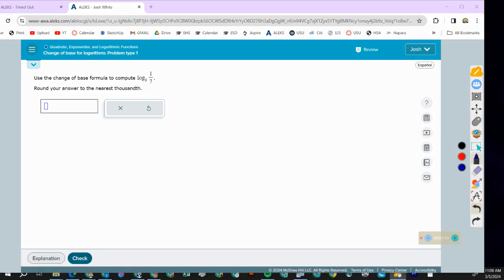Log base 9 of 1 over 7. Does our calculator have ninth gear? No. What gears does it have?